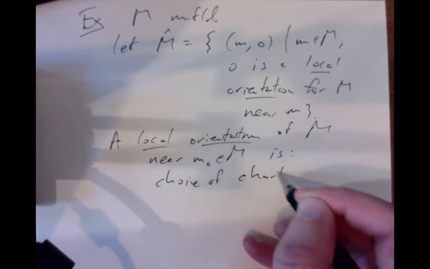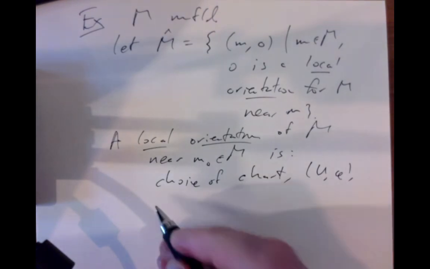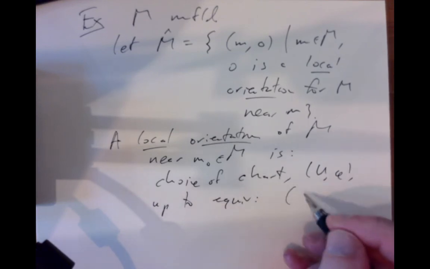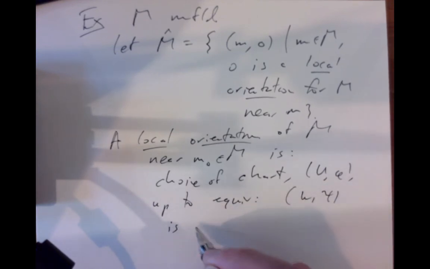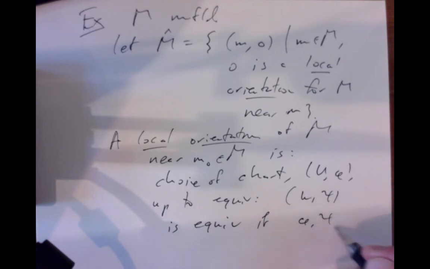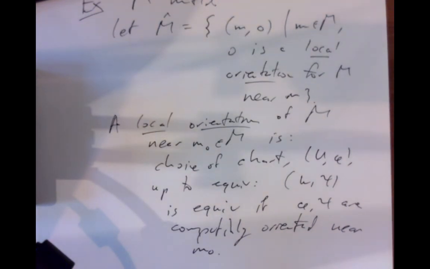A local orientation of M near a point m naught in M is a choice of chart, say (U, phi), but up to equivalence. (V, psi) is equivalent if phi and psi are compatibly oriented near, not everywhere, but just near that point. So we don't have to have them globally compatibly oriented. So that gives us an idea that we locally orient.